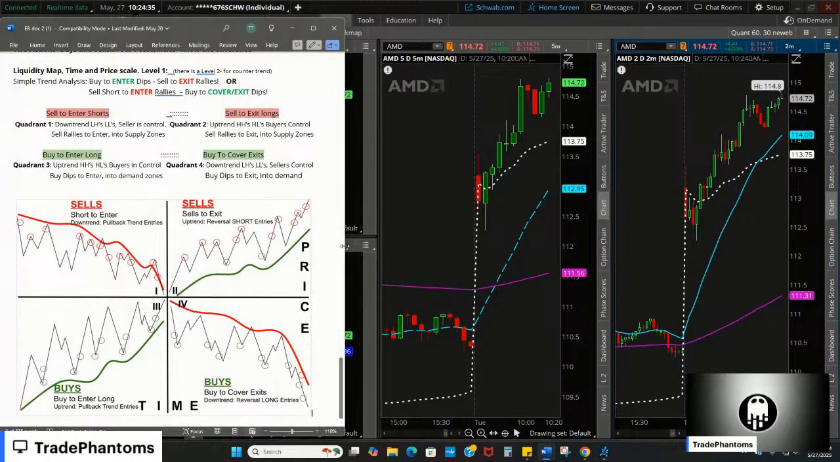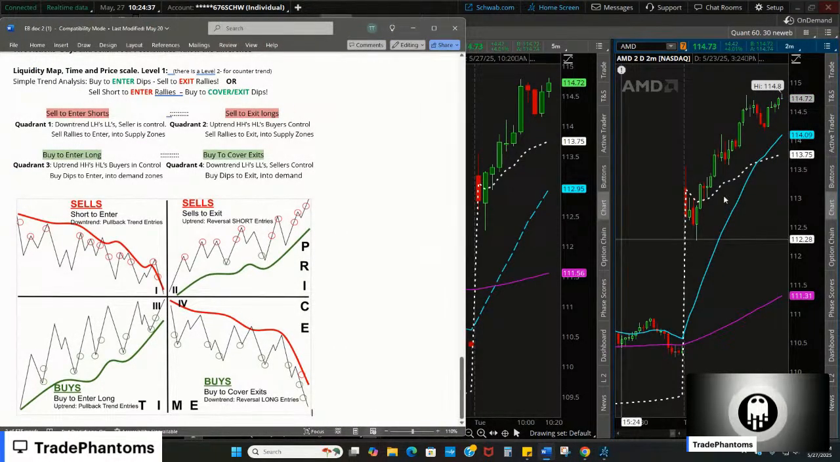Can you follow 3 lines in 2 colors in the proper context and location? If so, you can be a good trader. If not, and a lot of people can't follow simple stuff, they suck. Me being one of them way back in the day.